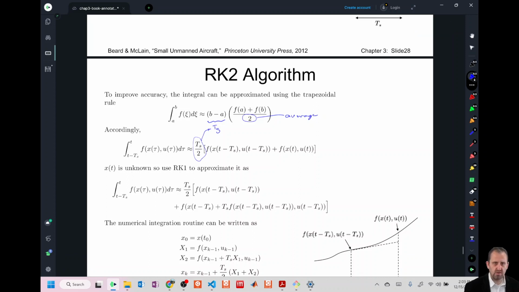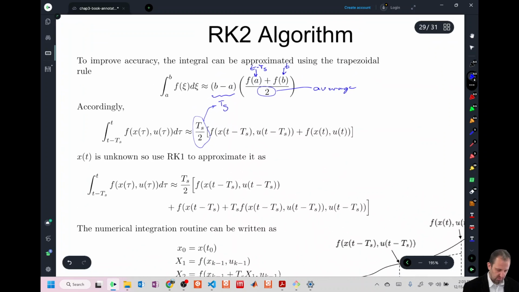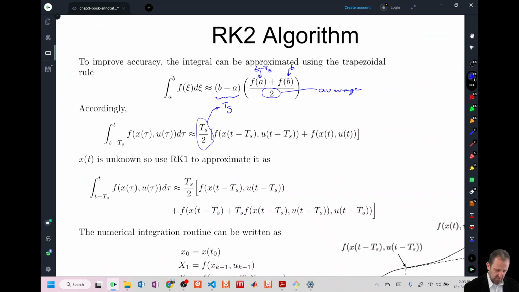And then we're going to evaluate our dynamics at a point. This is at our initial time, t minus TS, and our final time at t. Okay, so that's where we get this equation right here. So this is just TS over 2, and this component is just f of A, and this component is f of B.